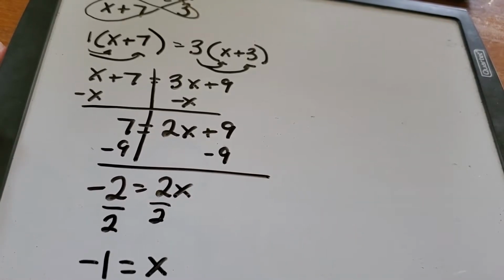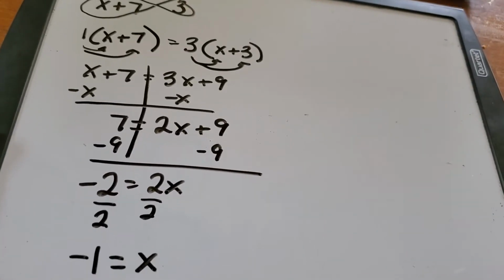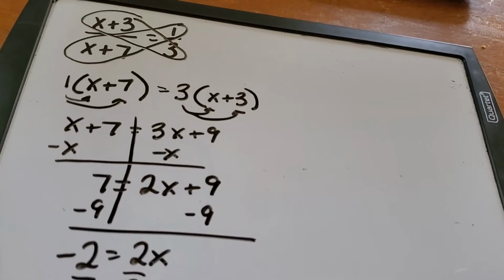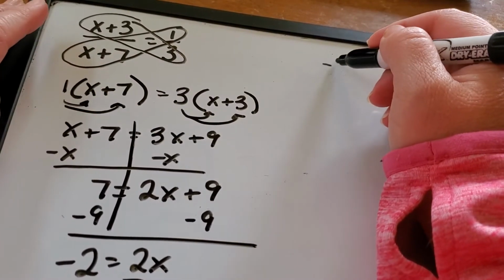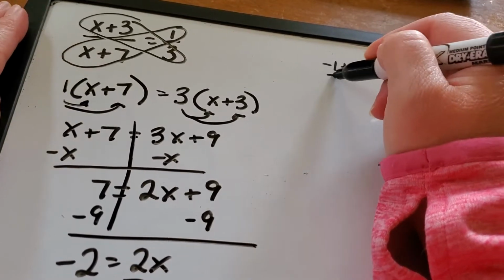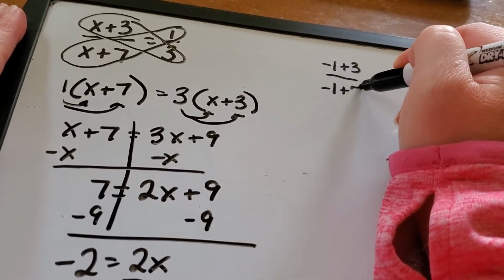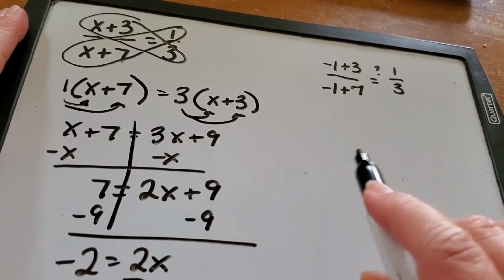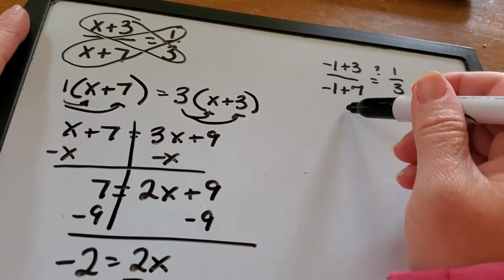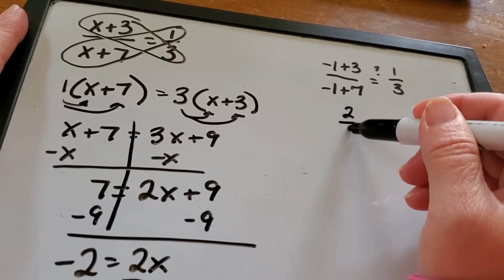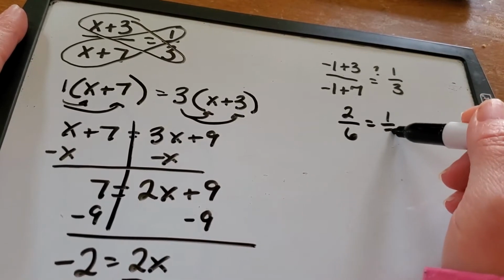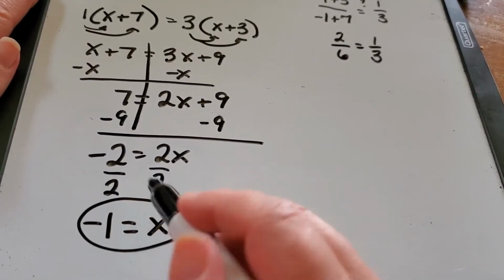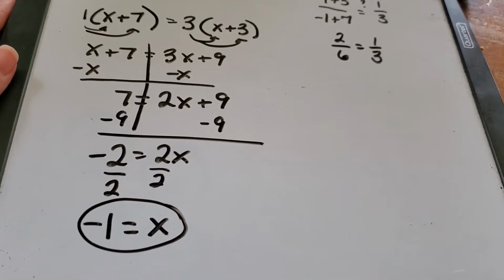Now you can check and make sure that you did this okay by plugging in negative 1 for x back in the original proportion. So it would say (negative 1 + 3)/(negative 1 + 7). We want to know if that's really the same as 1/3. Well, negative 1 + 3 is 2. Negative 1 + 7 is 6. 2/6 is the same as 1/3. So that tells me I had the right answer for x.